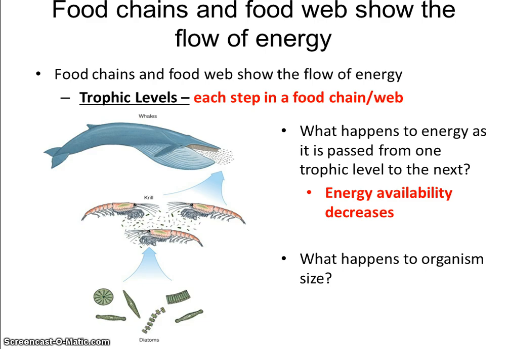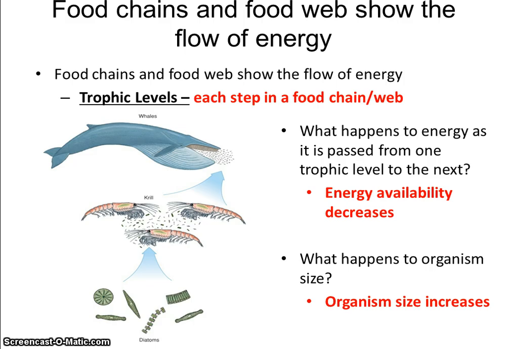If you think of a pound of grass and a pound of lion meat, the pound of grass has a lot more calories of energy in it than the pound of lion meat. If you think of a pound of phytoplankton and a pound of great white shark meat, same thing's true. The pound of phytoplankton has a lot more energy in it than the pound of great white shark meat. Now, even though energy availability is getting less and less as you go up a marine food web, your organism size is getting more and more.